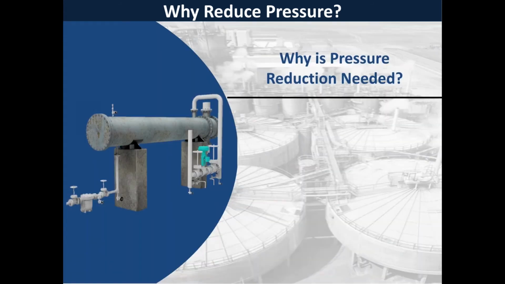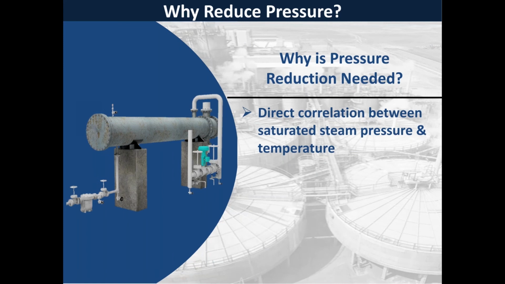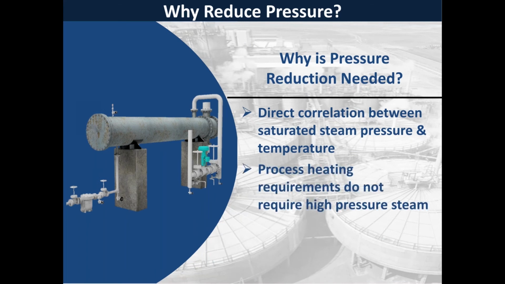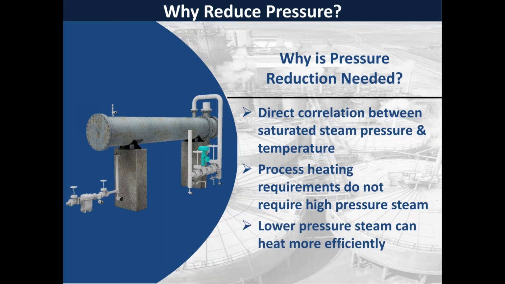It is generally understood that there is a direct correlation between the saturated steam temperature and pressure, and if processes are operating at lower temperatures, it follows that those process heating applications would probably not require high pressure steam. In fact, excessive steam pressure can sometimes lead to pressure and temperature control problems and subsequent inconsistencies in product quality. And finally, low pressure steam contains more BTUs per pound of latent heat than high pressure steam and can heat more efficiently.